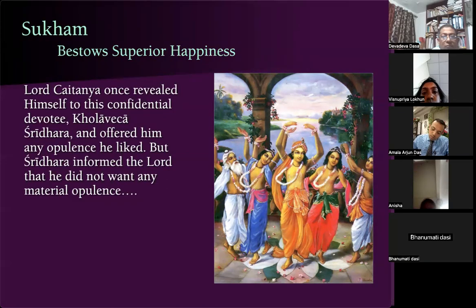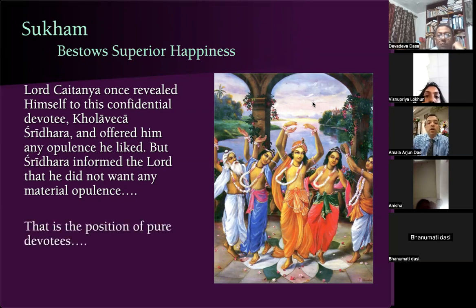Okay, who will read? Amal Arjun Prabhu, can you read? Yes, Prabhuji. Hare Krishna. Lord Chaitanya once revealed himself to His confidential devotee, Kolavecha Sridhara, and offered him any opulence he liked. But Sridhara informed the Lord that he did not want any material opulence. That is the position of pure devotees. Nectar of Devotion, page 13.